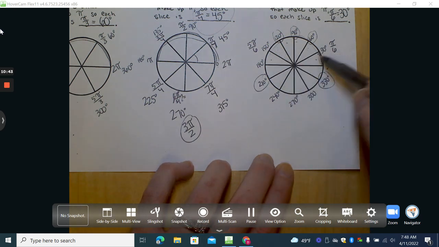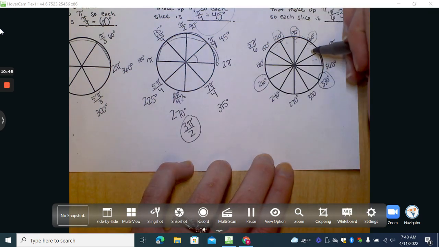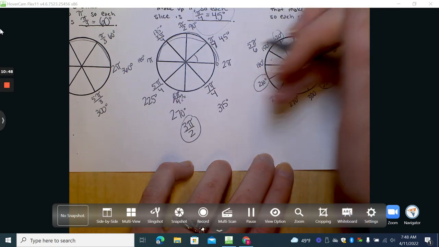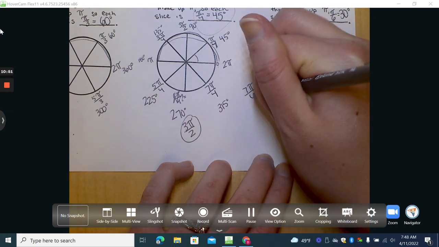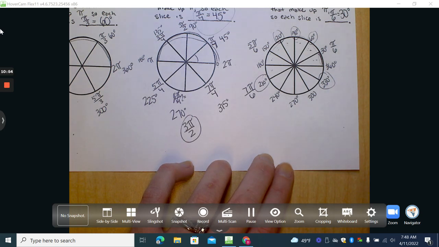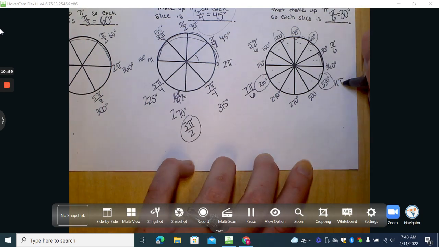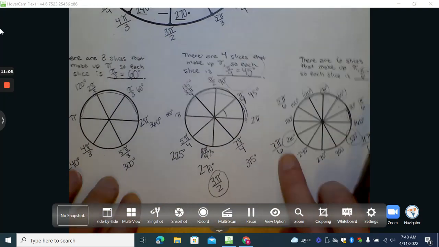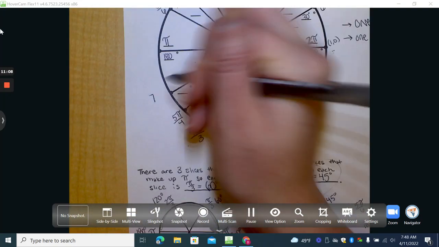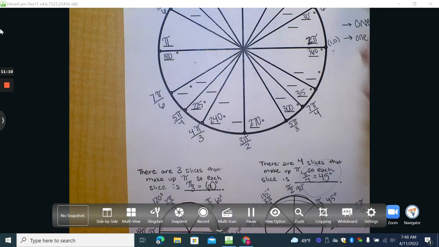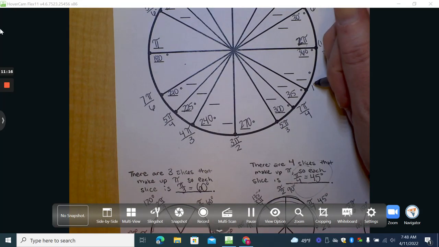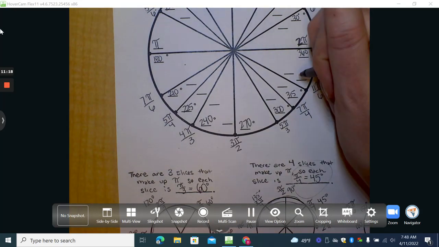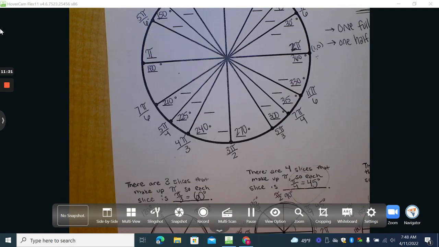So if I were to count up how many slices of 6ths they are, that is 7 pieces. So 7 pi over 6 is 210. In order to keep counting, 8, 9, 10, 11. 11 pi over 6 is my 330 degrees. So let's transfer those two pieces. 7 pi over 6 is over here at 210 degrees. And 11 pi over 6 is over here at 330 degrees.